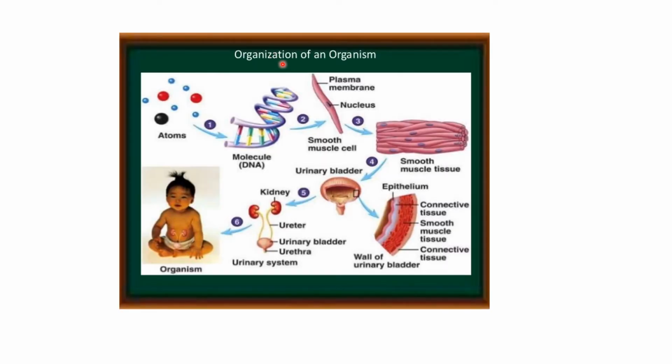Let's see how organization of organism takes place. So first atoms come together and they form a DNA molecule. Now this DNA molecule comes together and forms a cell. Then these cells are transformed into tissues. Tissues form organ and then this organ forms organ system, and then various organ systems are present in the organism and a whole organism is formed.